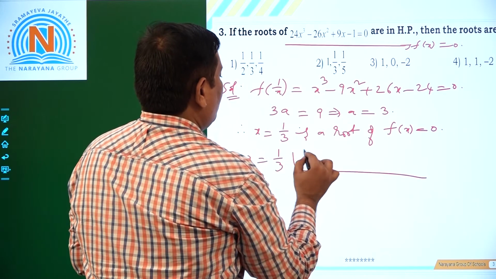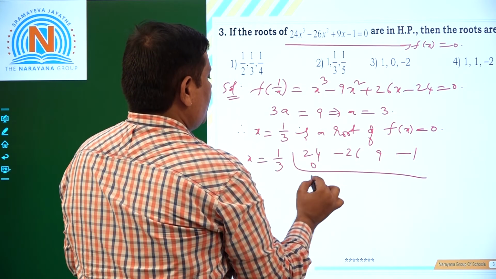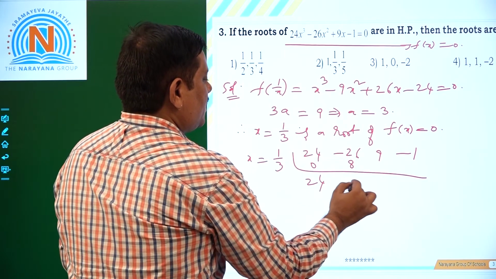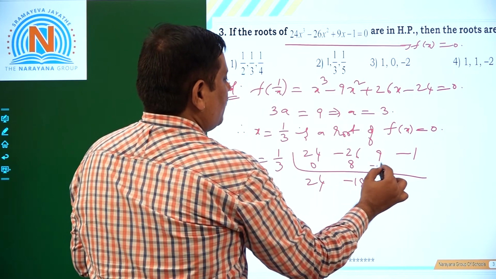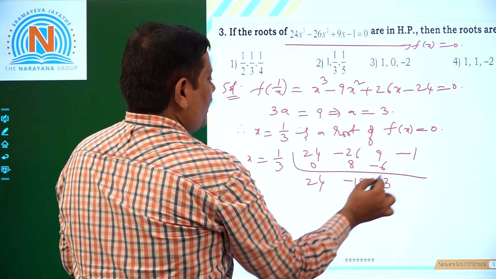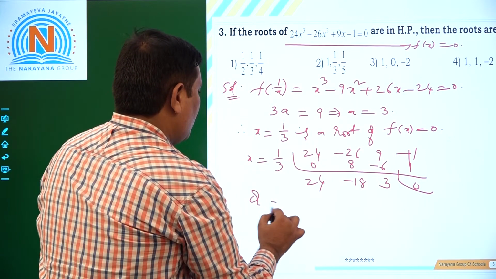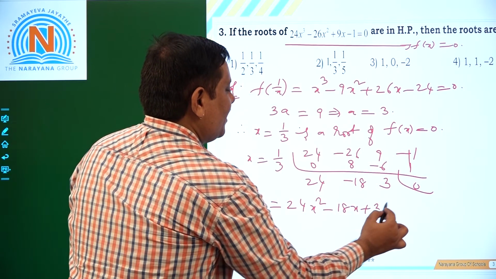We have 24, minus 26, 9, minus 7. It is 0, this is 24. 1 by 3 times of 24 is nothing but 8. So this is minus 18. 1 by 3 times of minus 18 is nothing but minus 6. So this is 3. 1 by 3 times of 3 is 1. So this will cancel. Fine. Now what is the quotient? Quotient is 24x square minus 18x plus 3, that is 0.